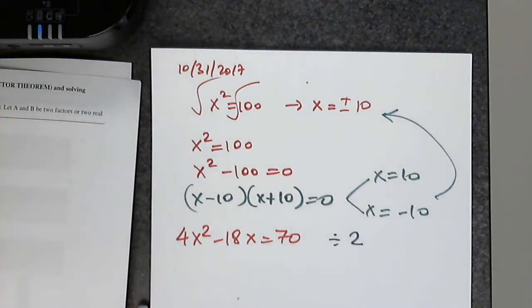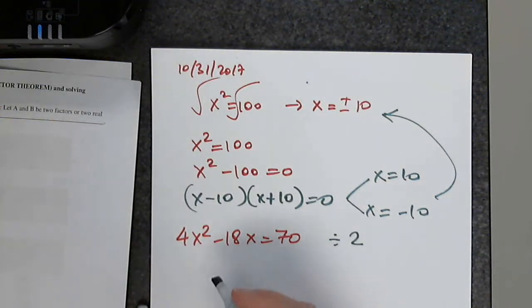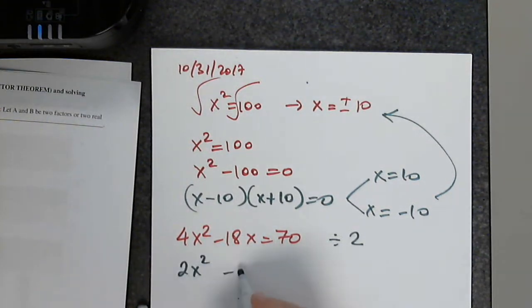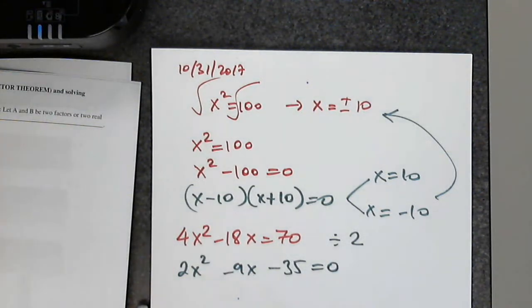I cannot divide both sides by a variable because the variable could be 0. But dividing by 2 will not change the solutions. But it will allow me to solve easier. It will be easier to solve if I divide both sides by 2. So then 2x squared minus 9x minus 35 equals 0. I have to set it equal to 0 because I'm trying to use the zero product principle.